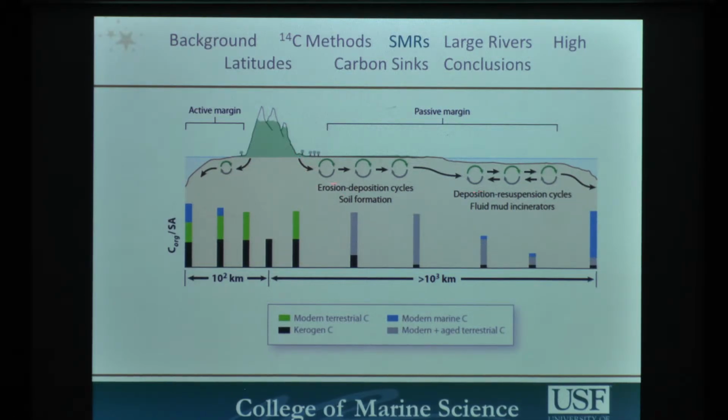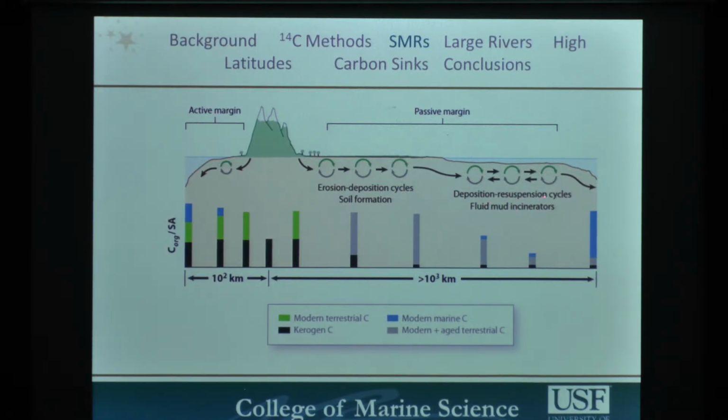Whereas when you go through the long floodplain, and an example of this is something like the Mississippi River going through thousands of kilometers of relatively flat land, you get a mix of modern and aged terrestrial carbon, and that's because the floodplains serve as a sink of carbon for thousands of years. And eventually you start to dilute the kerogen carbon, and then you get off into the shelf and you add more and more marine carbon, and because there's so much deposition and resuspension on the shelf, you end up getting mostly marine carbon that's buried here.